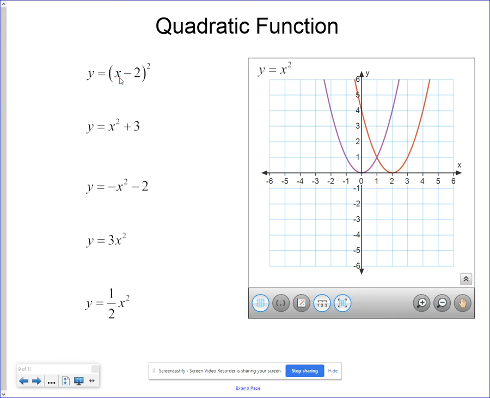So what happened here? What did we do to the parent graph? We translated it 2 units to the right. So this is a translation 2 units right.